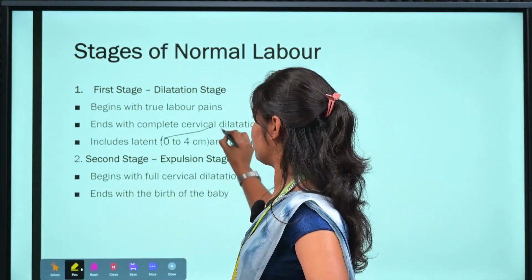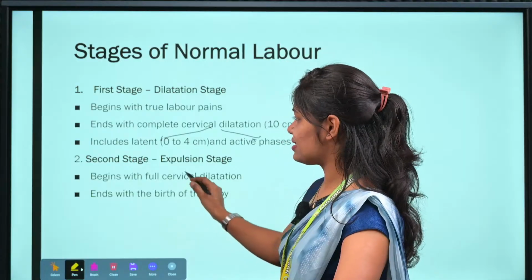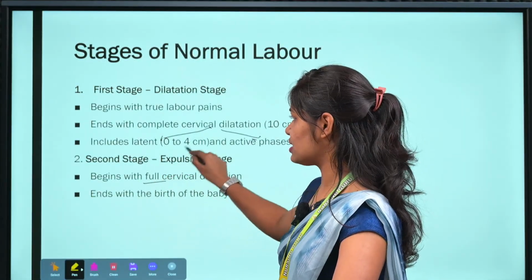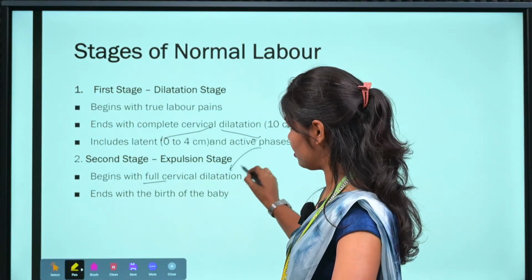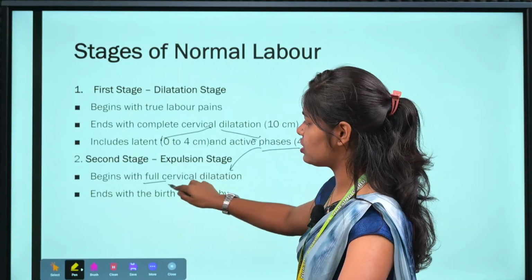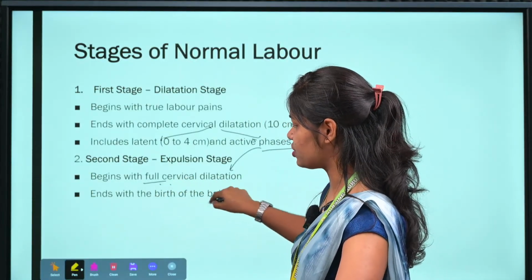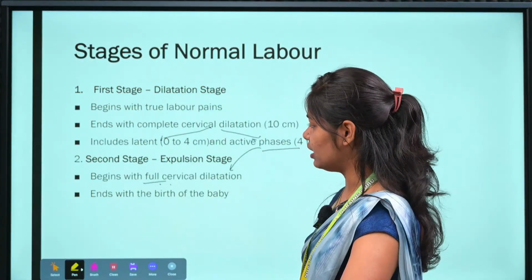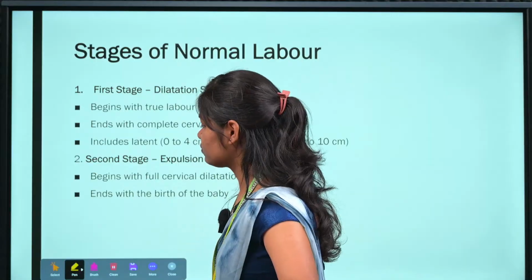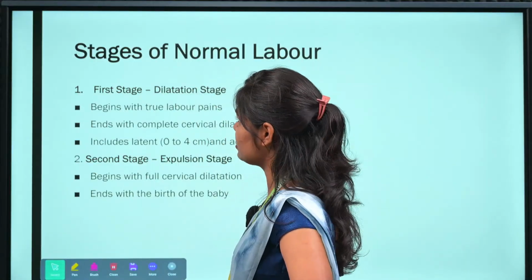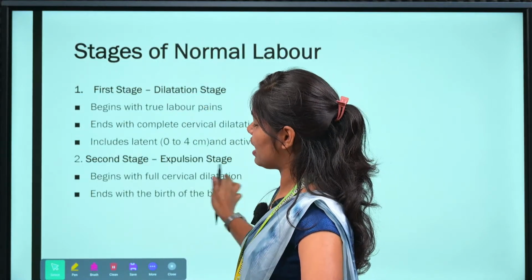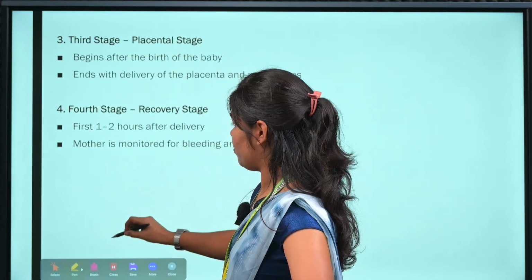cervical dilatation. Next, the second stage, expulsion. Here the delivery of the baby begins with the cervical dilatation, as a continuation of the first stage, where the cervix dilates. From the cervical dilatation to the birth and delivery of the baby, that is the second stage. Then in the third stage, the delivery of the placenta and the membranes.